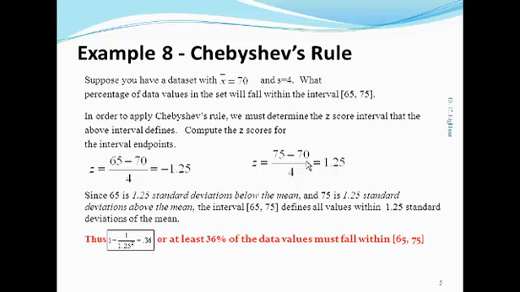Since 65 is 1.25 standard deviations below the mean, and 75 is 1.25 standard deviations above the mean, the interval 65 to 75 defines all values within 1.25 standard deviations of the mean. Therefore, k equals 1.25 in Chebyshev's rule for us. Thus, at least 1 minus 1 over 1.25 squared, or 36%, of the data values will fall within 1.25 standard deviations of the mean. Or, at least 36% of the data values in our data set will fall between 65 and 75.